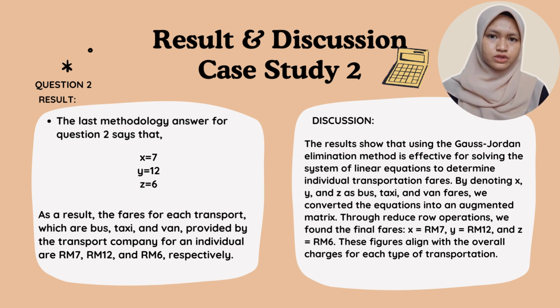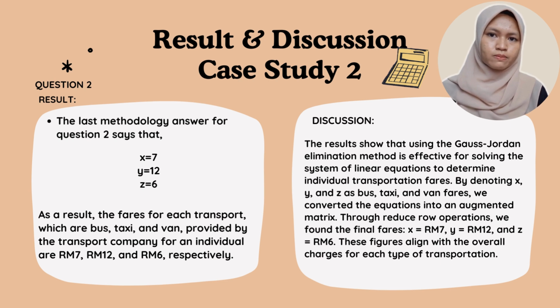The previous results show that it is effective to solve the system of linear equations using the Gauss-Jordan elimination method in order to determine the individual transportation fares. We denoted the variables x, y, and z to be used in the Gauss-Jordan elimination method, and then after that we write down the linear equations and convert them into the form of an augmented matrix.